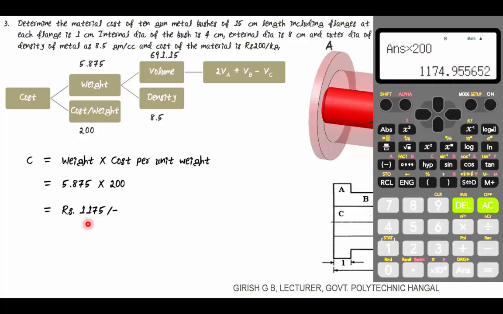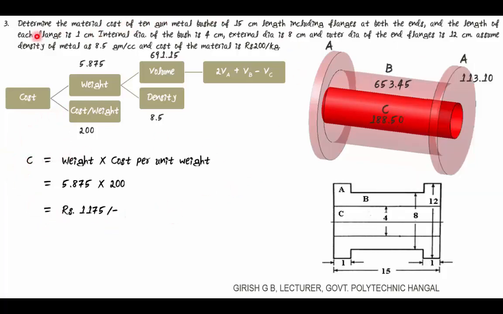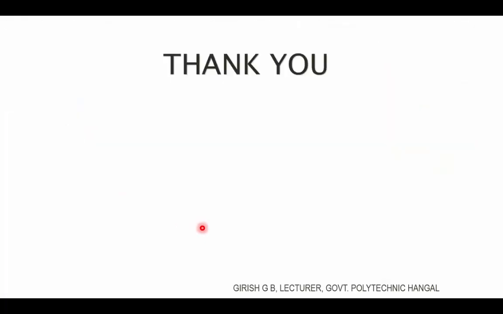rounding off to 1175 rupees. This is the cost for one gunmetal bush, but they have asked to determine the material cost of 10 gunmetal bushes. This is for 1. For 10, it will be 10 into rupees 1175, which will be equal to 11,750 rupees. This is the result of this problem. This is the end of the part 3 video.